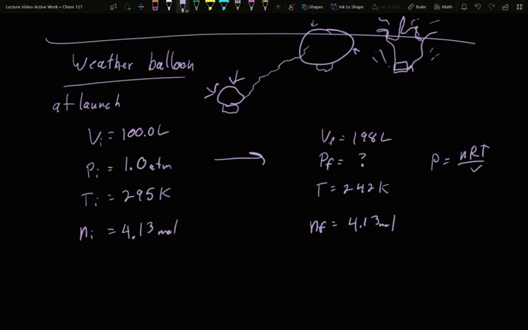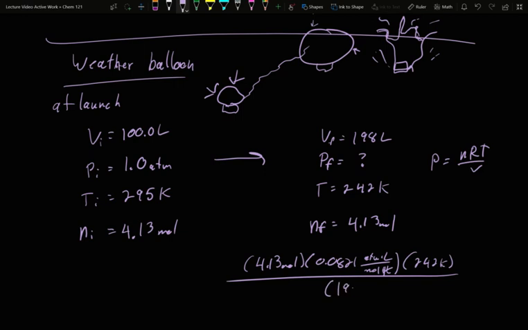And so if we solve for our pressure, with RT and volume, my moles are 4.13 mole, 0.0821 atmosphere liter per mole Kelvin, and a temp of 242 Kelvin. My volume had gotten up to 198 liters. So what was my pressure? I'll find that my pressure was equal to 0.414 atmospheres, or rounding to sig figs, 41 atmospheres.